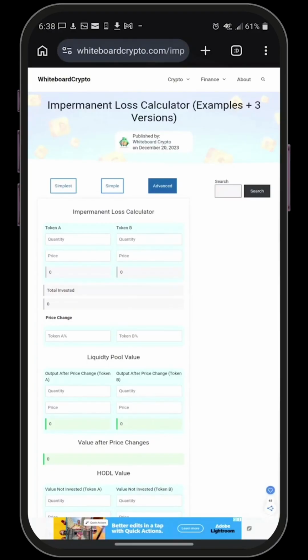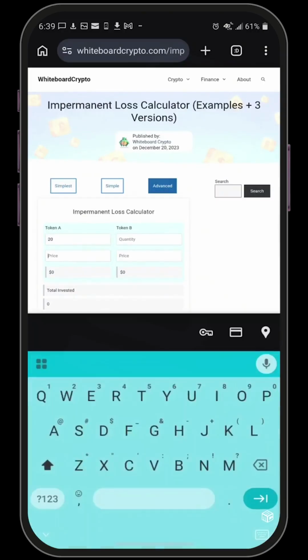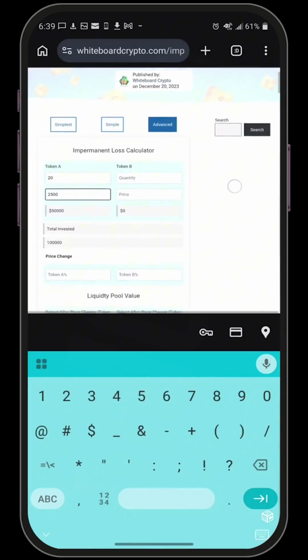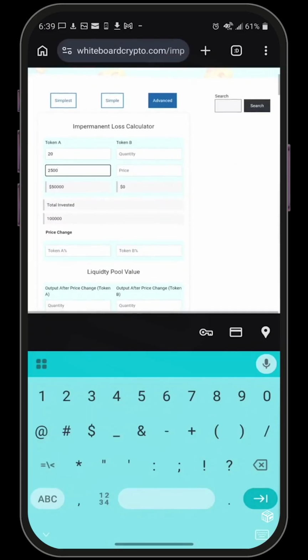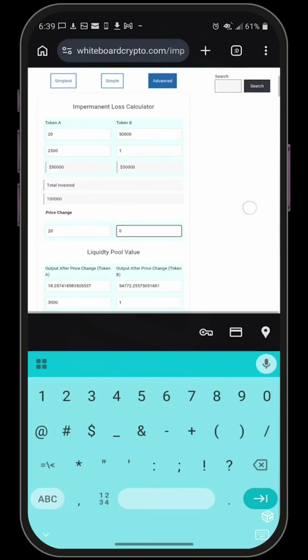Now, under quantity A, that's Ethereum, enter 20 for quantity, 2,500 for price. Now notice how the value automatically becomes $50,000. Now under token B, that's USDC, enter 50,000 for quantity and $1 for price. Again, the value is $50,000. So this means we are providing equal values of both assets, giving a total investment of $100,000. Next, under price change in percentage, enter say 20 for token A and then 0 for token B.